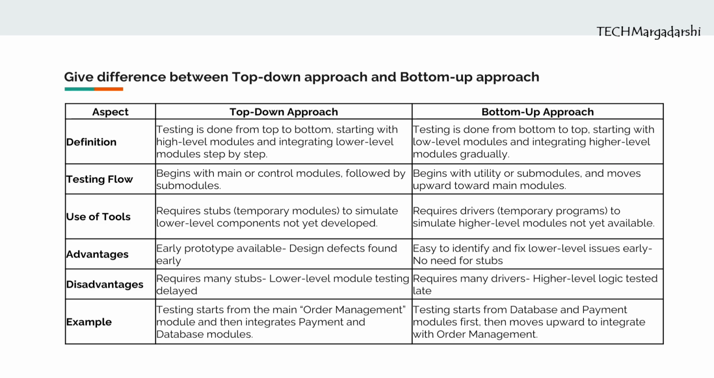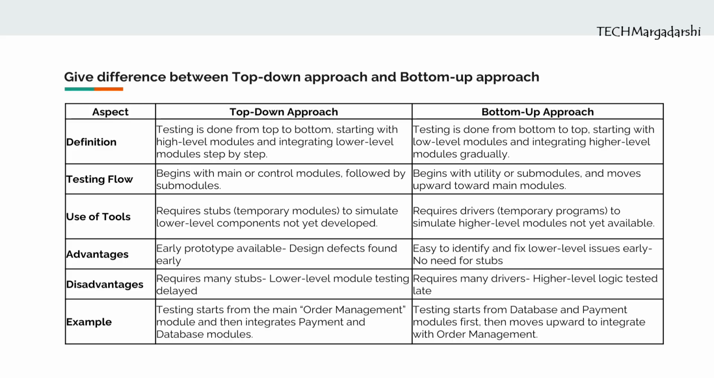Now, move on to next question. Give difference between top-down approach and bottom-up approach. In the top-down approach, testing starts from the topmost or main module and moves downward. Here, higher level modules are tested first and then lower level ones are integrated step by step. Since the lower modules may not be ready initially, we use stubs, temporary programs that simulate their behavior. For example, if we are testing an order management system, we'll start by testing the main order module first and then integrate the payment and database modules later.